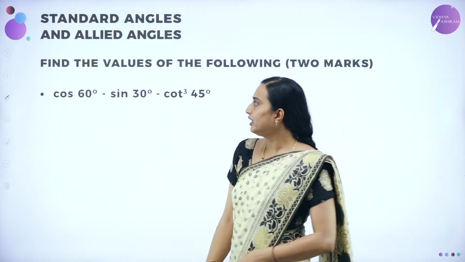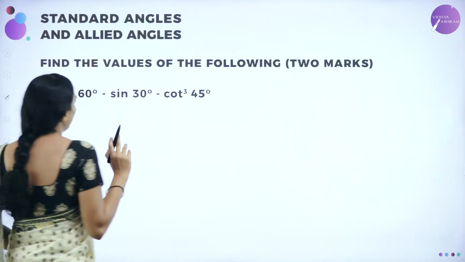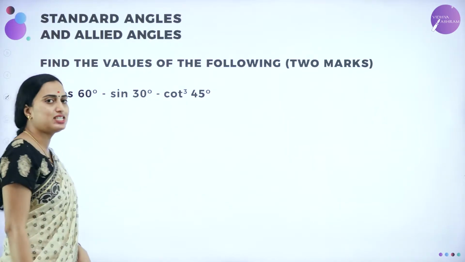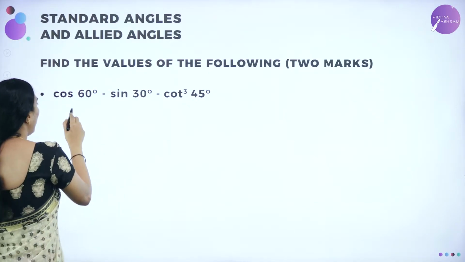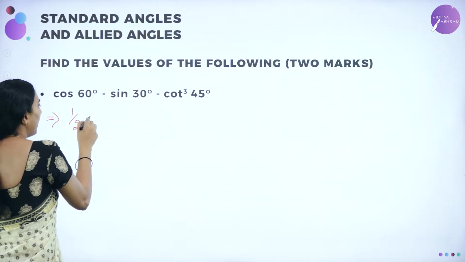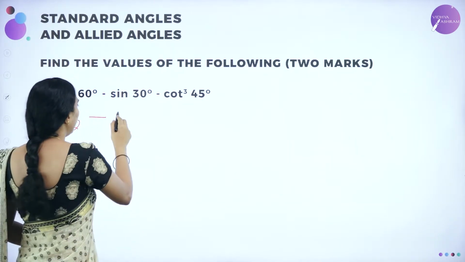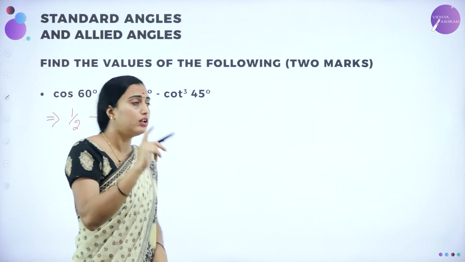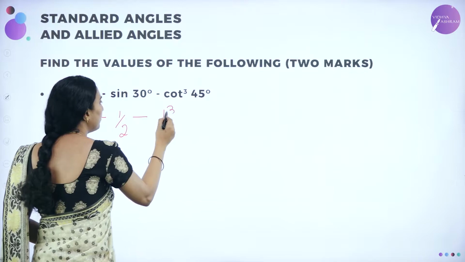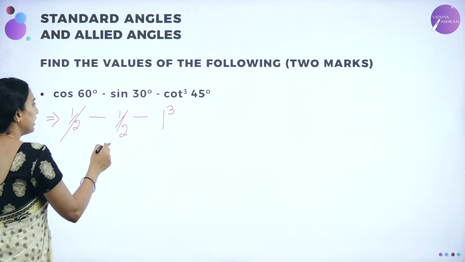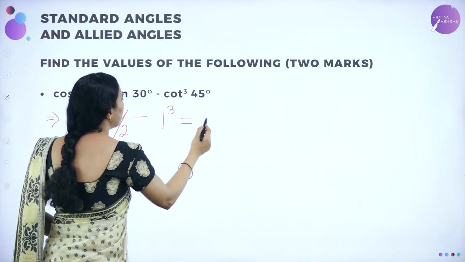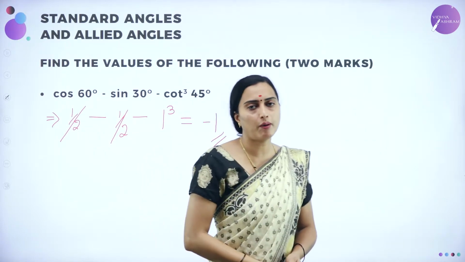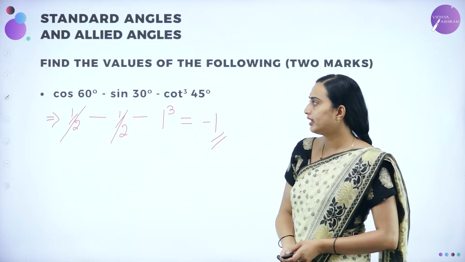What they've asked: find the values of the following: cos 60 degree minus sine 30 degree minus cot cube 45 degree. So here cos 60 degree is always 1 by 2, minus sine 30 degree, again 1 by 2, minus cot cube 45 degree. What is cot 45 degree? 1. Cot cube is there, so it will become 1 cube. Now here plus and minus will get cancelled. You are going to remain with the value minus 1 cube, which is nothing but minus 1. That's it, dears. I hope you got how to solve this problem. We'll move on to the next question, dears.